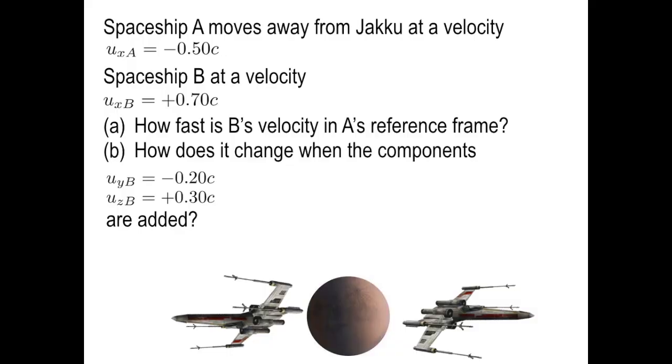Now let's do a simple exercise applying this relationship that we have just derived. Spaceship A moves away from Jakku at a velocity of minus 0.50 c, while spaceship B, at the velocity of 0.7 c, is also moving away from Jakku. A. How fast is B's velocity in A's reference frame? And B. How does it change when the components u_y B and u_z B are added?